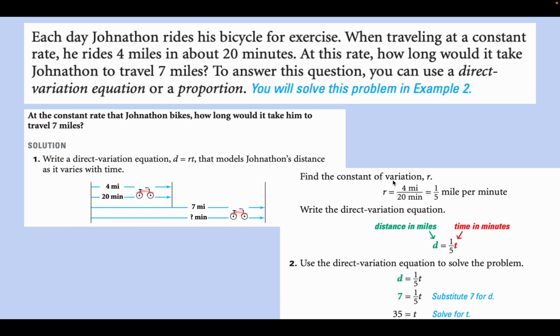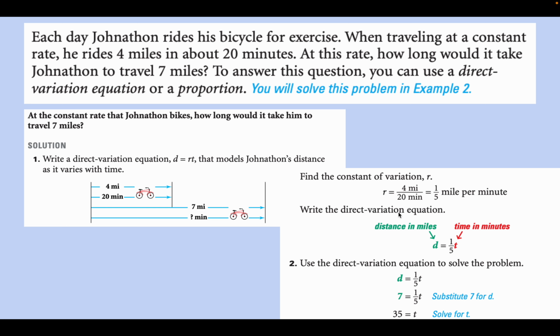So first find the constant of variation r. r equals 4 miles over 20 minutes because remember, distance equals rate times time. That means that d over t equals r because we're dividing by t on both sides. So as we can see, 4 miles distance over time, 20 minutes, is equal to 1/5 mile per minute.